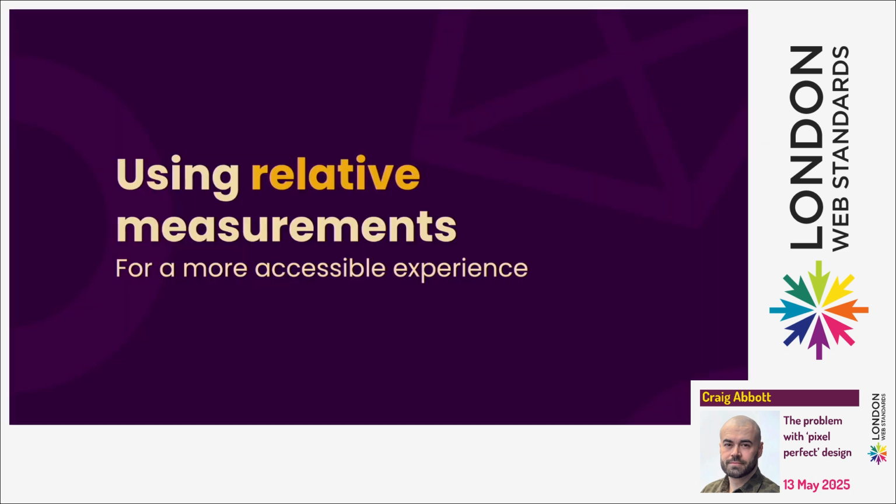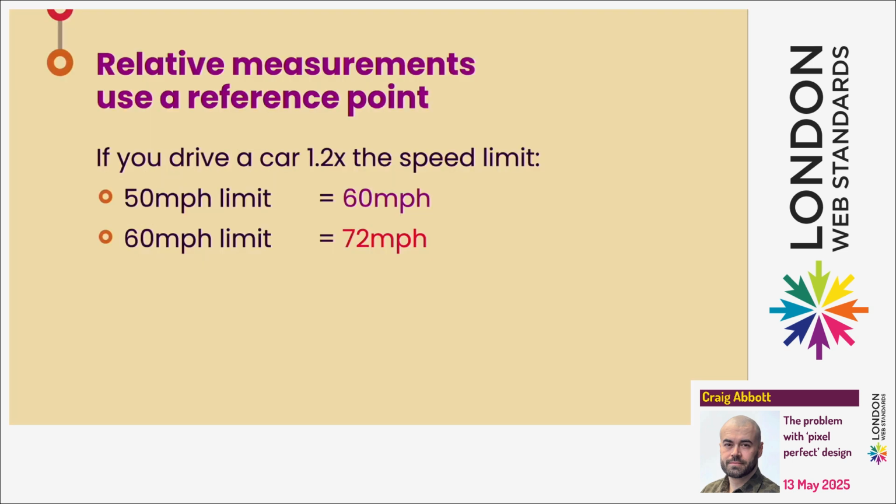So using relative measurements creates a more accessible experience. And relative measurements use a reference point. So now if we talk about the car example, if you're told to drive 1.2 times the speed limit, I realize now this is terrible advice. Don't do that. Drive at the speed limit. It should have been like 0.5 of the speed limit. I realize now, yeah, don't do this.